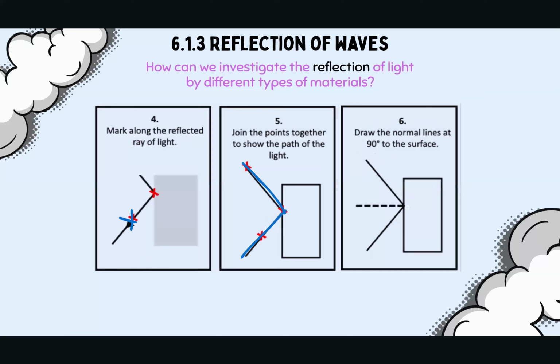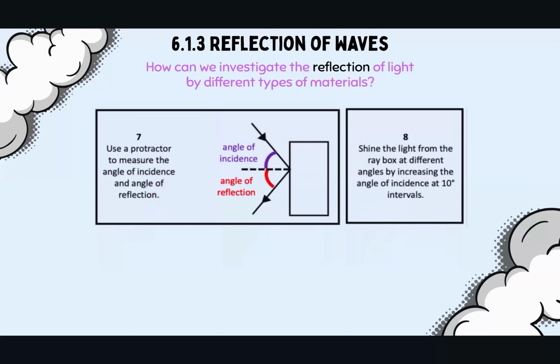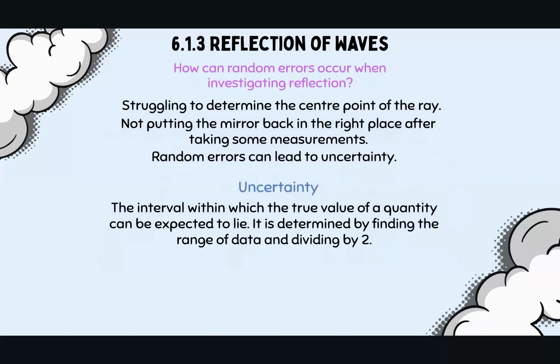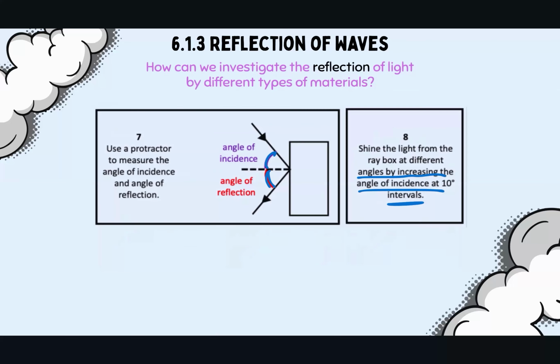Now the only thing you need to do is, at the point where the reflection occurred, draw a normal line which is perpendicular, so at 90 degrees to the surface, to the boundary. Using a protractor, you measure your angle of incidence and your angle of reflection. Now you shine the light from the ray box at different angles, and you increase the angle of incidence by 10 degrees each time. What you should get is that the angle of incidence and reflection are exactly the same at each point.